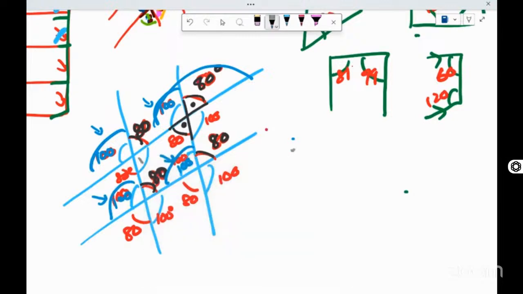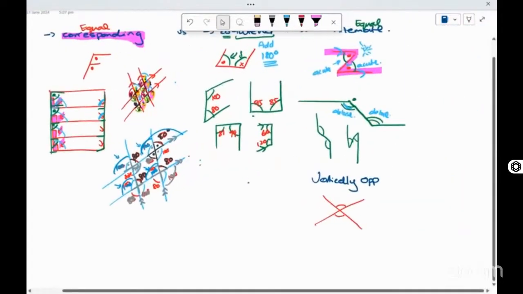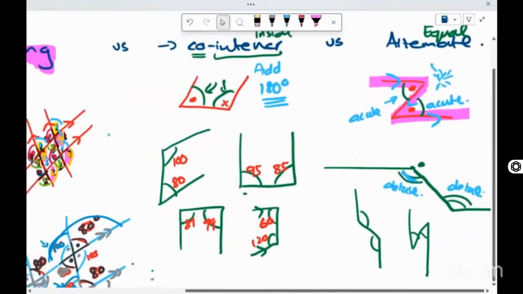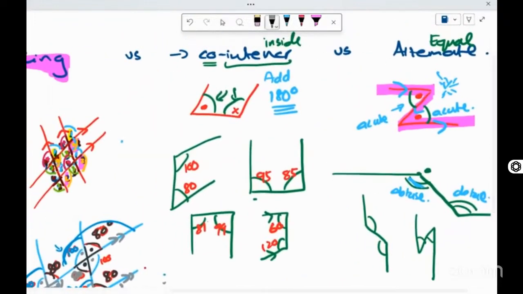And then vertically opposite angles will cause that to be 100, that to be 100 as well, because there's again a crossroad, and these 2 angles are opposite each other. So every single angle in this entire shape will either be 80 or 100 and nothing else, given that these 2 lines are parallel and those 2 lines are parallel as well. So that's corresponding angles. When it comes to co-interior angles, we're looking at the U shape.